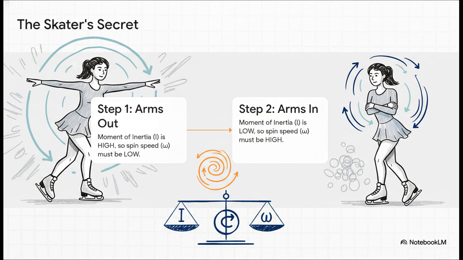When her arms are out, her mass is spread out far from her center, which gives her a high moment of inertia. So for her angular momentum to stay constant, her spin speed has to be low. But the second she pulls her arms in, her moment of inertia drops like a rock, and since her total angular momentum must stay the same, her spin speed has to skyrocket to make up the difference. See? It's not magic, it's just conservation.